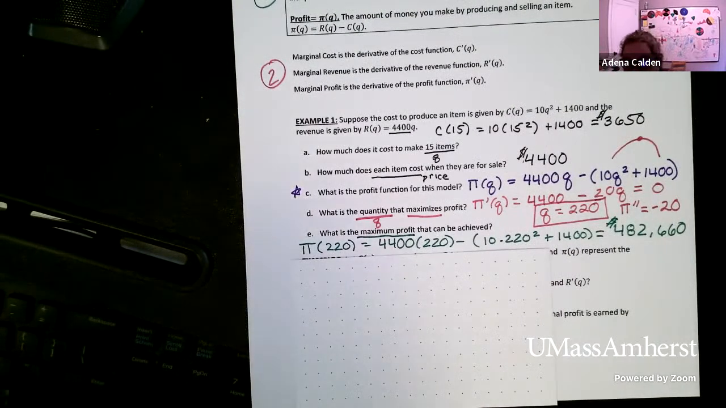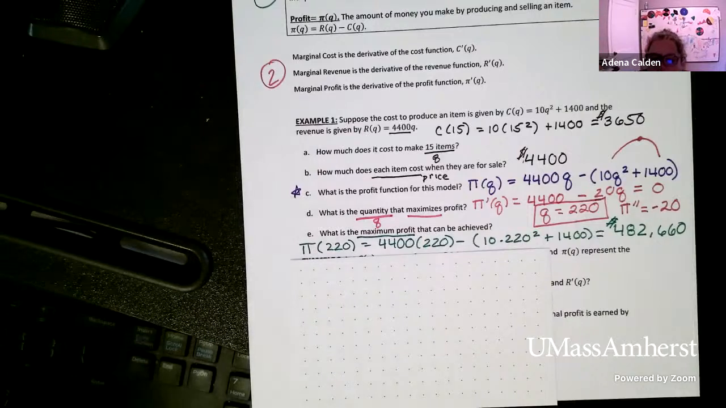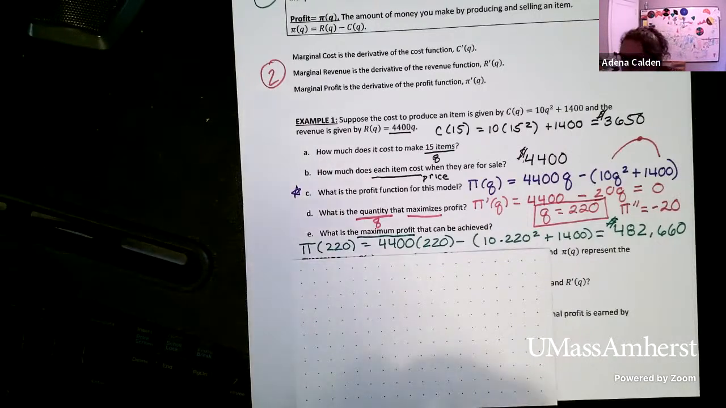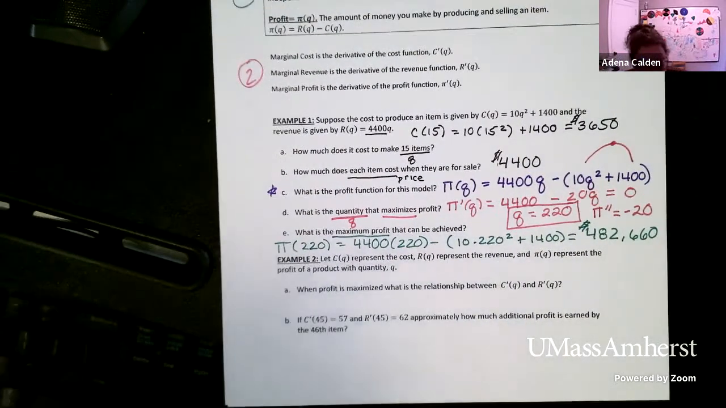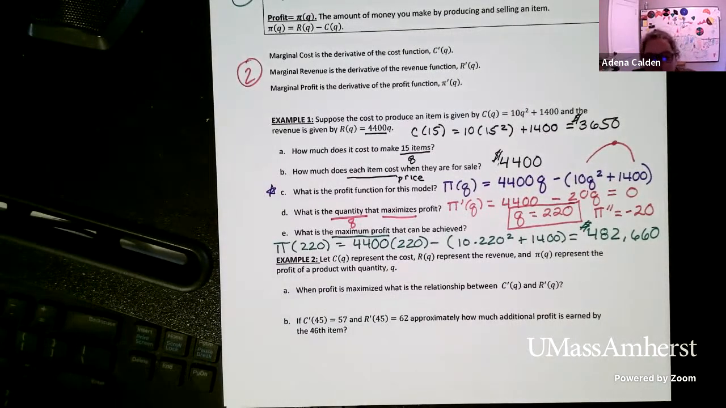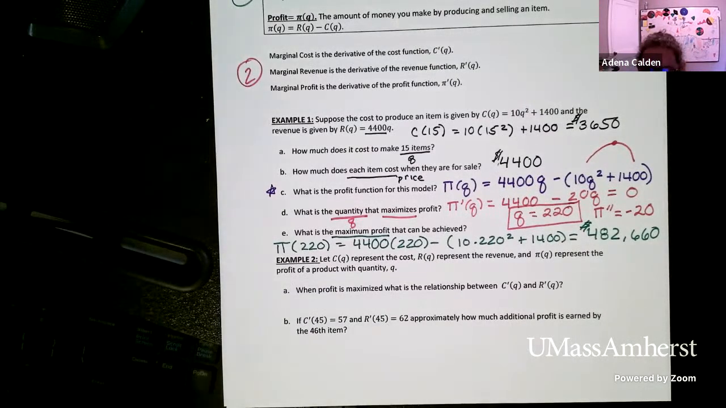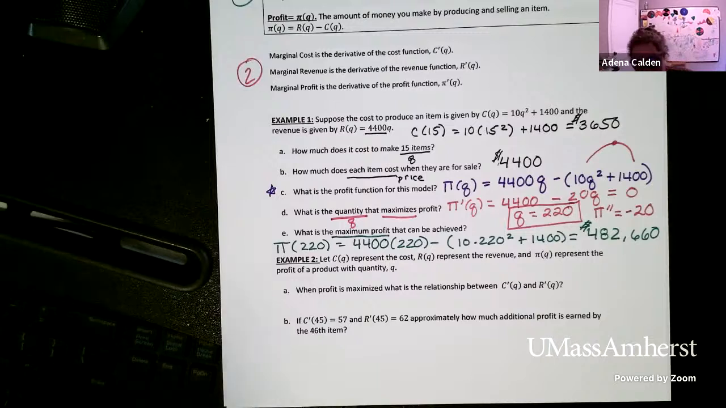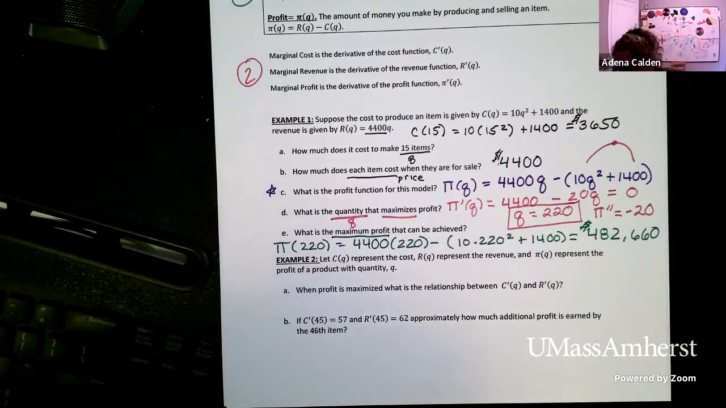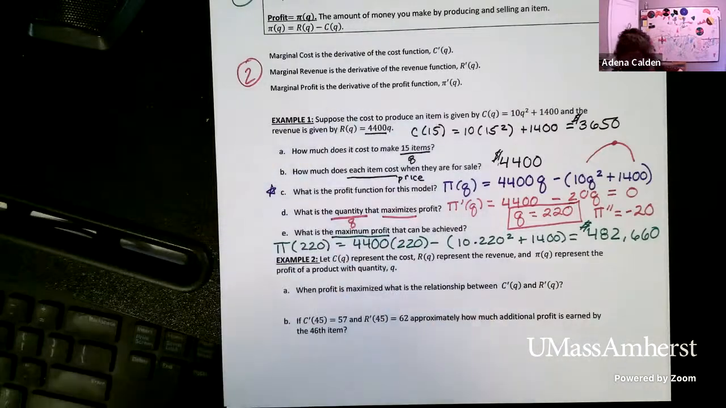Okay, so let's look at the next problem. The next problem is more of an analytical, critical thinking type problem. There's a couple of different concepts wrapped up here that we're trying to reinforce. So let C of Q represent the cost and R of Q represent the revenue and pi of Q represent the profit of a product with quantity Q. Part A, when profit is maximized, what is the relationship between C prime of Q and R prime of Q? Okay, so think about how we set up profit, how we would think about that in general, how we would solve it in general, and how these might come into play.